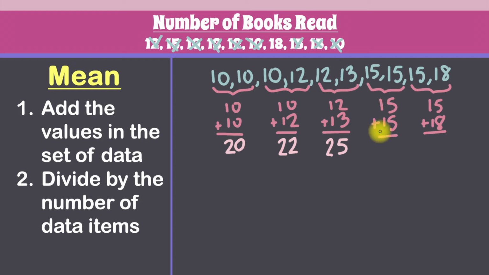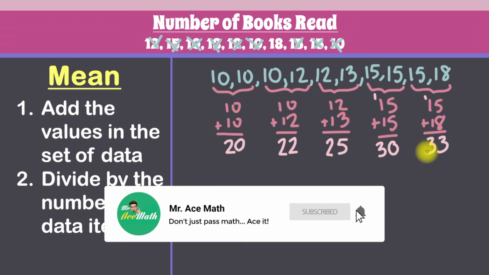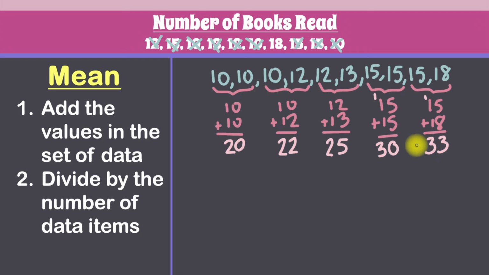Next, we've got 15 plus 15. 5 plus 5 is 10. So I'll bring down the 0 and carry the 1. 1 plus 1 is 2, and 2 plus 1 is 3, making our answer there 30. And finally, we've got 15 plus 18. 5 plus 8 is 13. So we'll bring down the 3 and then carry the 1. 1 plus 1 is 2, and 2 plus 1 is 3. So now we've got these numbers that we have to add.